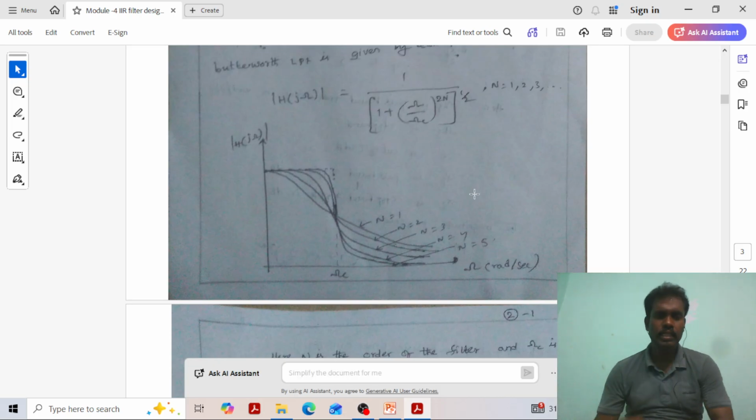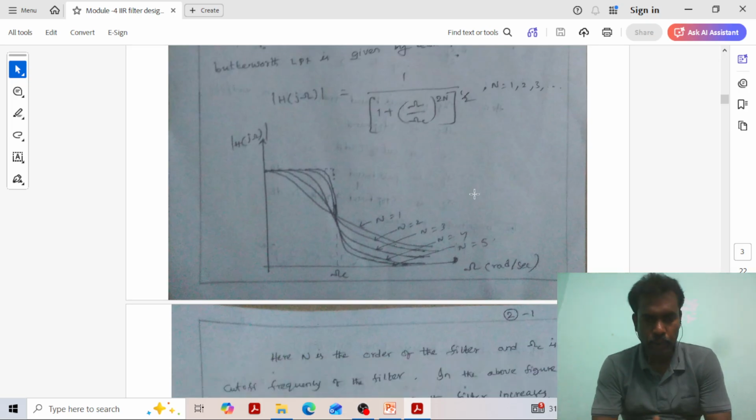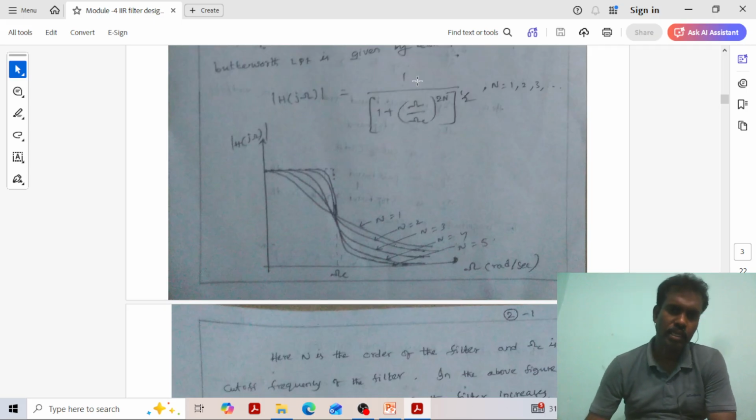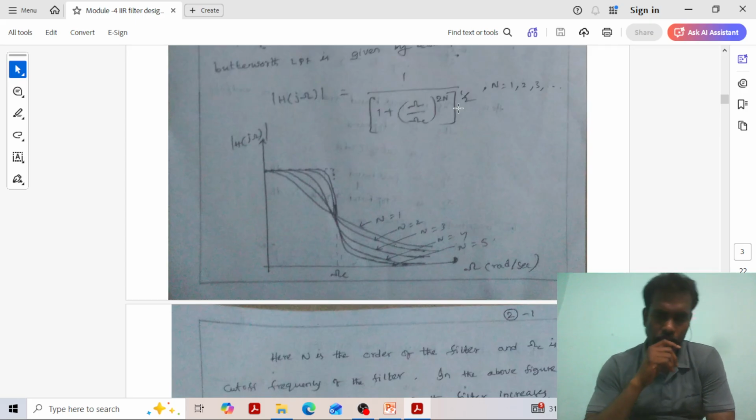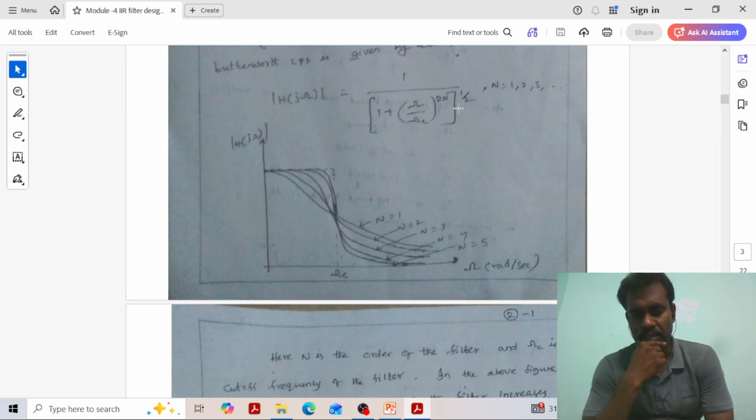The general transfer function for a low pass Butterworth filter is modulus of H of j omega equal to 1 by square root of 1 plus omega by omega c, whole power 2n. Here n indicates the order of the filter. If the order of the filter increases, it will give better results for the transfer function curve, that means it approaches the ideal curve. When n is less, it deviates from the ideal curve.